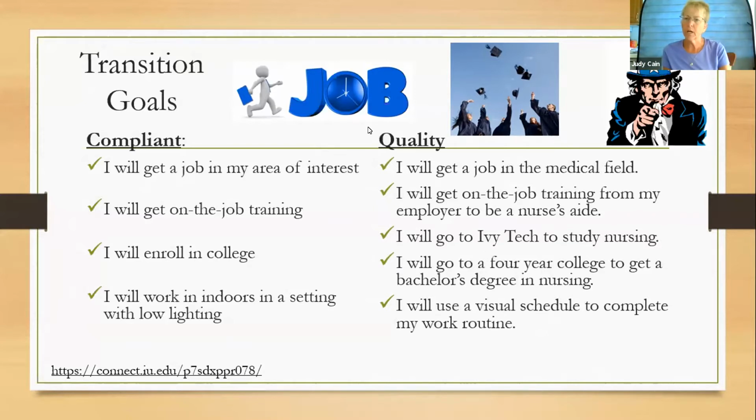I will enroll in college versus I will go to Ivy Tech and study nursing. I will work indoors with low lighting. I will use my visual schedule to complete my work routine. So you can see the difference in wording is between it's okay versus it's so much better and so much more quality.